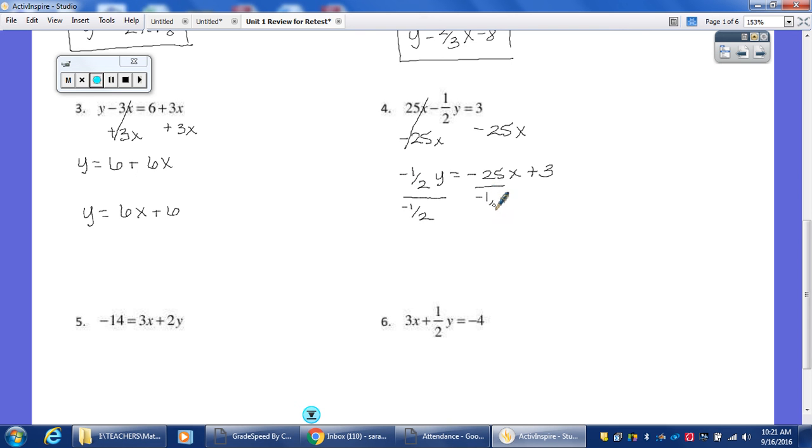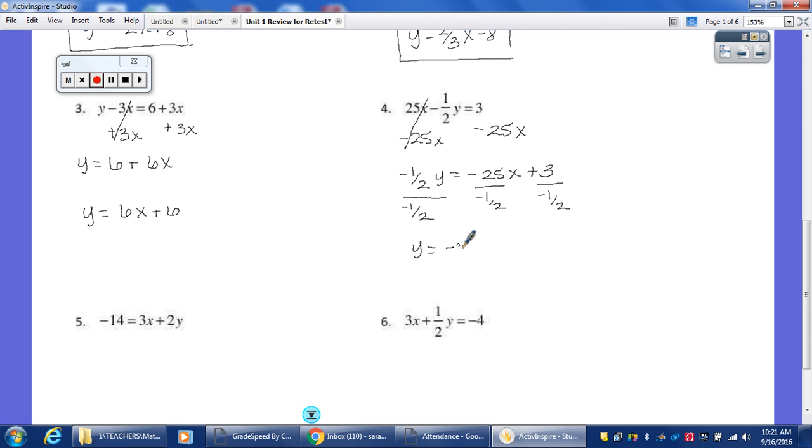Divide by negative 1/2. You are certainly welcome to use a calculator to help you out with that if you would like to. I will tell you that dividing by fractions is easy as pie. We flip the bottom and multiply, and here the bottom is the negative 1/2. So mathematically, what your calculator does when it does this division is, I'm going to leave the x sort of at the end.